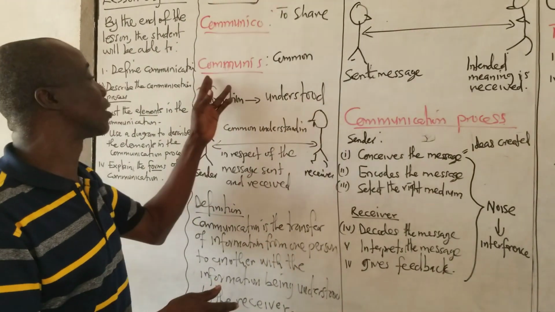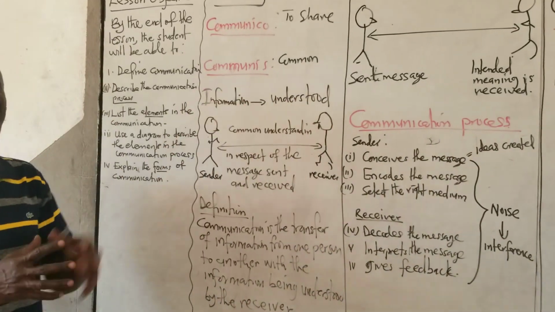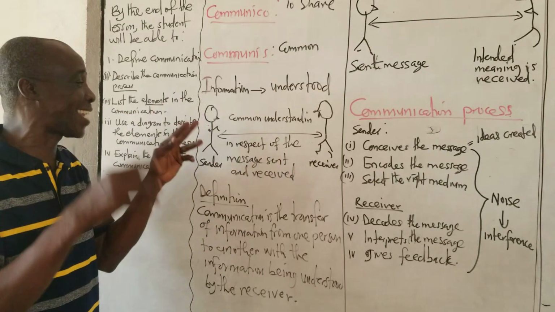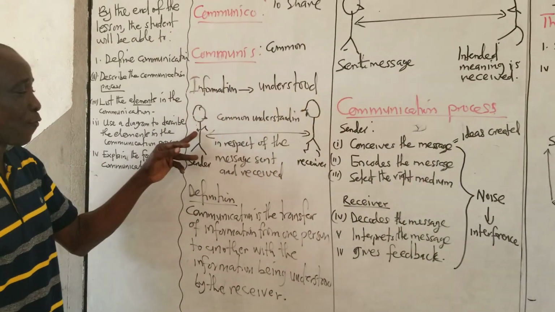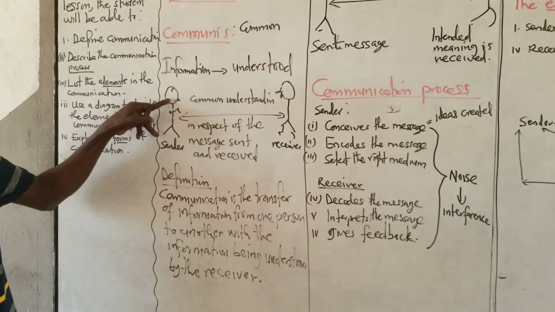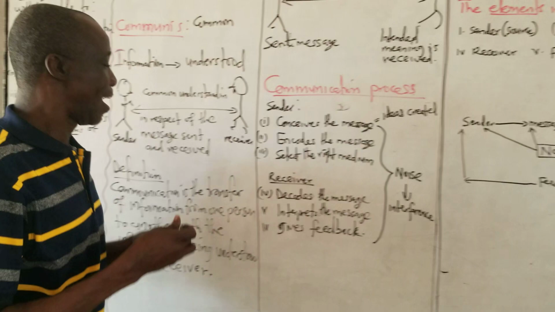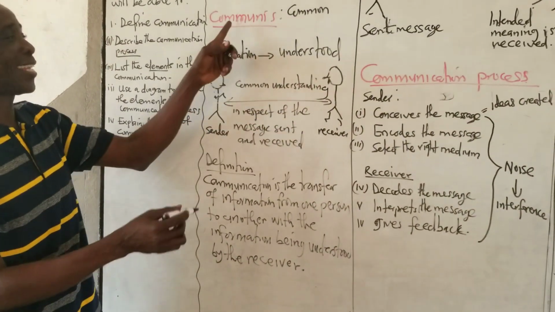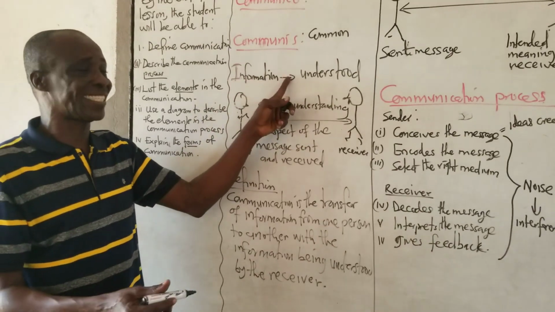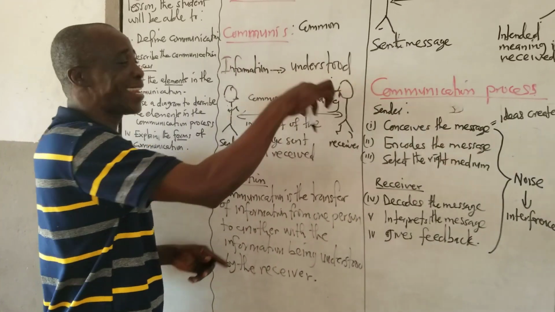Then another Latin word, which is communis. Communis means common. This means that the sender and the receiver should have common understanding. There is a sender and a receiver. The information moves from one person, the sender, to another person, the receiver, and the sender and the receiver should have common understanding. That is the meaning of communis, common. So information is sent, and the information that is sent should be understood by the receiver.